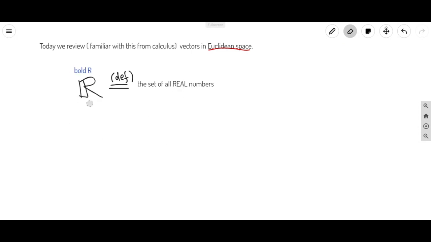The reason why you make it bold is because you want it to stand out. You really want a more distinct kind of symbol for it, so you use a bold letter. So this is the set of all real numbers, and real numbers, as we know, include both rational numbers and irrational numbers. That's what we call the set of real numbers.